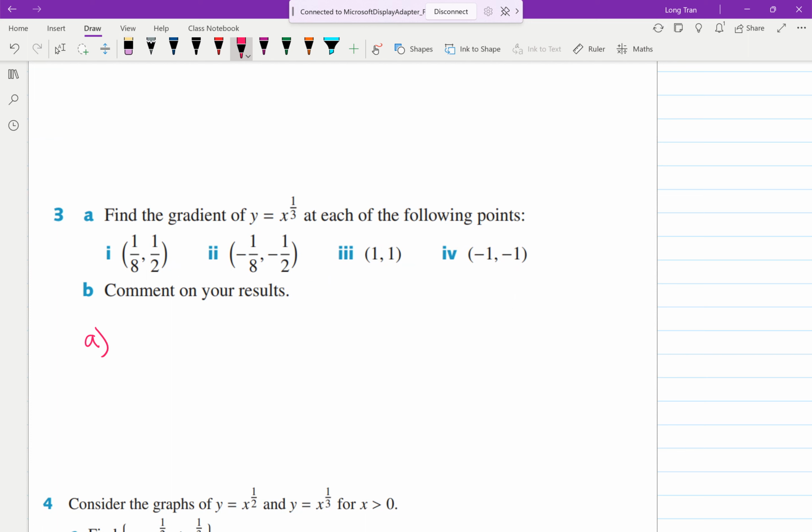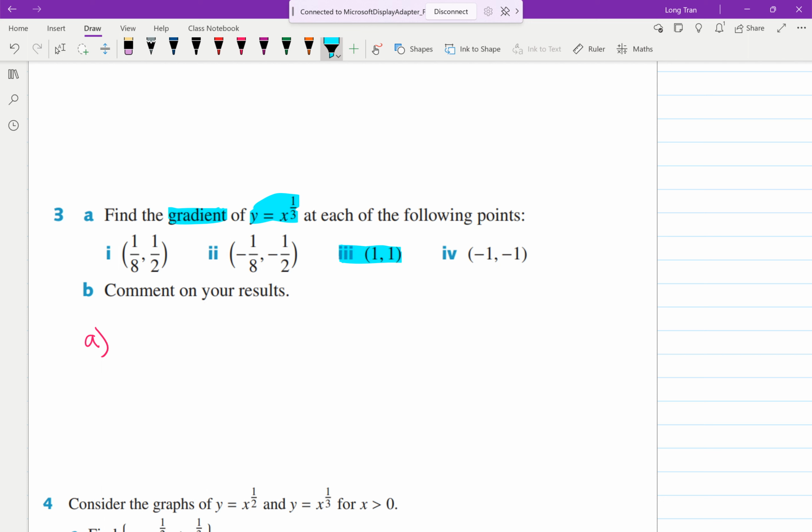You've got question 3A says find the gradient. So that's the first step. You want to find the gradient of, you've got a function. It's a power function, but it's a rational power one. At each of the following points. Now, just to make your life easier, I'm just going to say let's do A triple I.